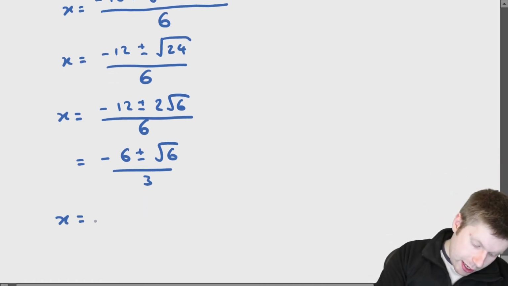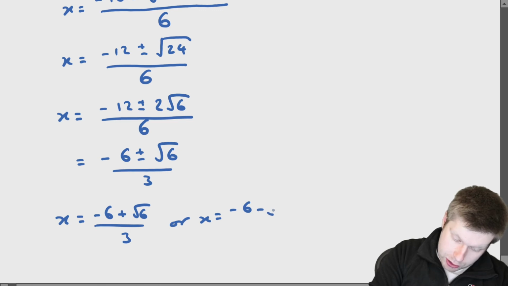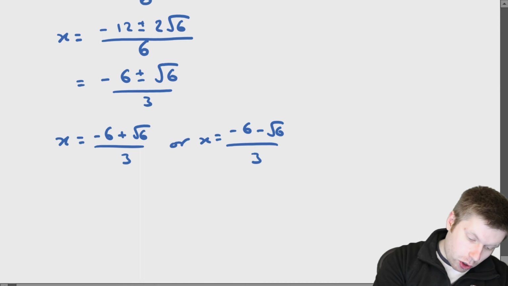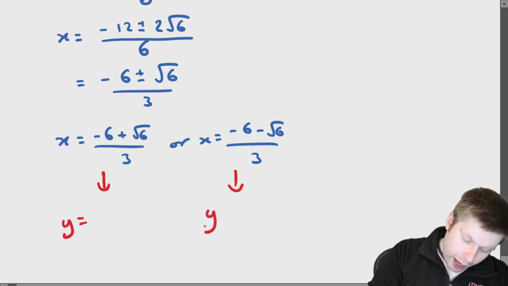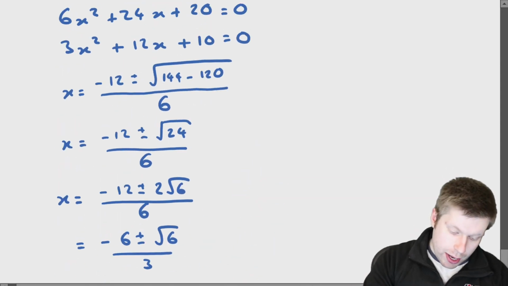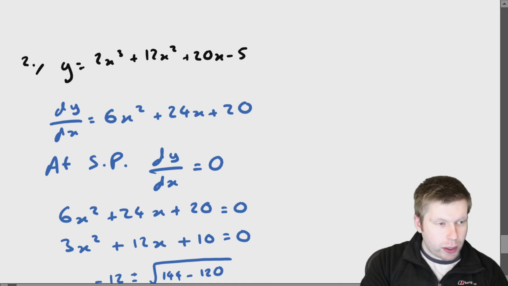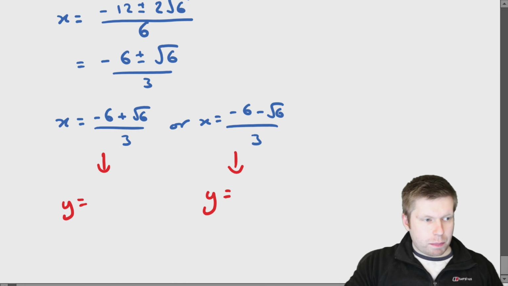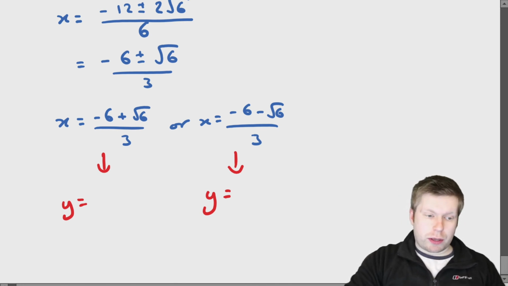I end up with x equals negative 6 plus root 6 over 3, or x equals negative 6 minus root 6 over 3. Now what I've got to go back and do is find the corresponding y coordinates, okay? If I want to find the corresponding y coordinates, all I have to do is stick that value into my original equation, my equation up here. So I'm just going to very quickly do that for you. It might make sense in this case to type negative 6 plus root 6 over 3 and just type that as my answer, okay?